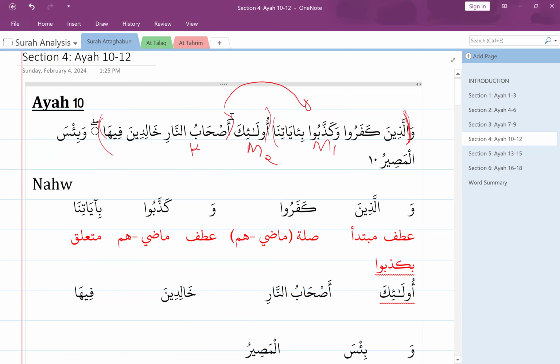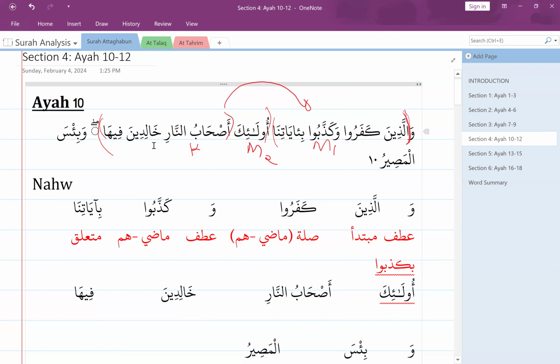And then, is this the badal, like the whole jumla, the previous jumla? It is giving the detail of the previous one. Ulaika... it's not exactly a badal. I don't think it qualifies as a badal. I have to think about that. I'm not so sure, but normally we just do mubtada 1, mubtada 2.